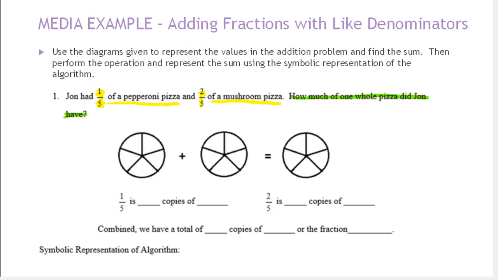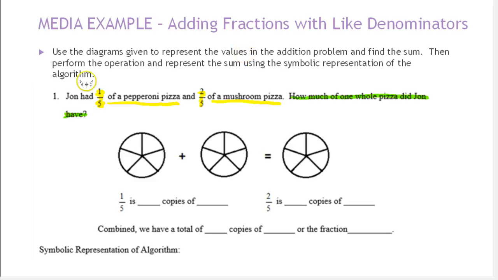So we're given a diagram, and notice each one of these is going to represent a pizza. It's cut into 5 equal pieces, so that way we'll be able to represent 1/5 and 2/5 easily. And then the final circle, we're going to fill in the combined amount of these two circles to see how much of one whole pizza John had.